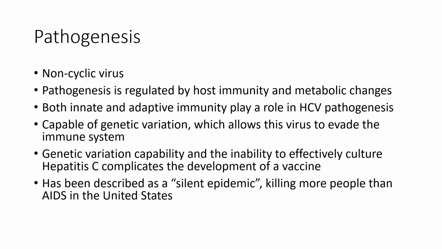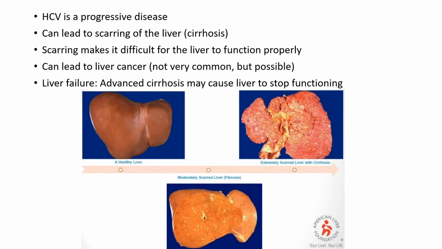There's currently a hepatitis A vaccine and a hepatitis B vaccine. However, there is no hepatitis C vaccine currently. It is being worked on, though, by scientists. They are working to try to develop one. Hepatitis C has been described as a silent epidemic and has killed more people than AIDS in the United States.